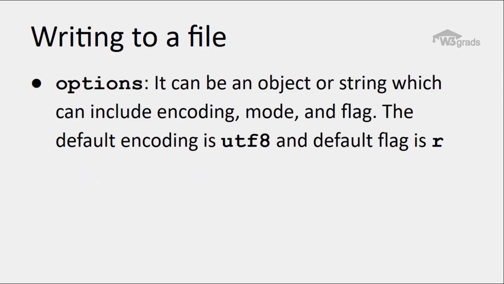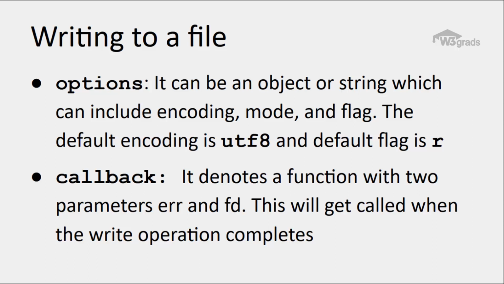The options parameter can be an object or string, which can include encoding, mode, and flag. The default encoding is UTF-8, and the default flag is w. The last parameter is the callback. Here, you need to define a function with two parameters, err and fd. This will get called when the write operation completes.